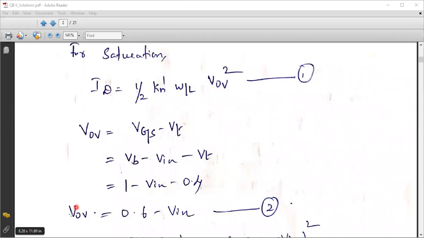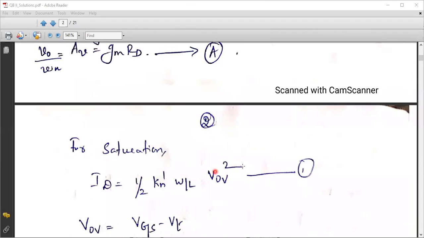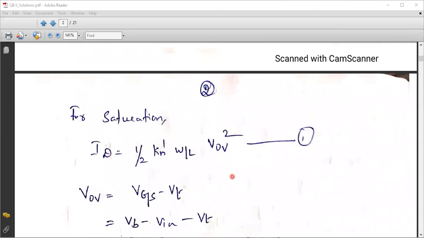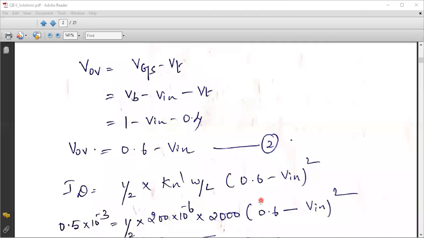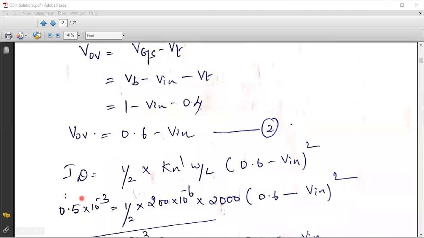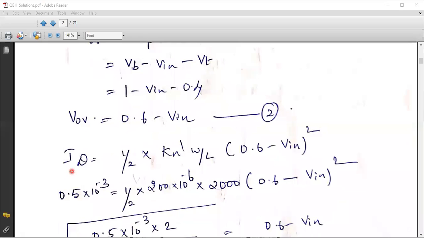So we now have the overdrive voltage expression in terms of the input voltage. Now we are going to substitute in this saturation current equation, so substitute for VOV in terms of V in. You can substitute all the known parameters. Already you have solved for W by L, Kn dash is also known to you, and even ID is known to you. So the only unknown parameter is V in. All of you solve for V in and tell me the answer in the chat box.